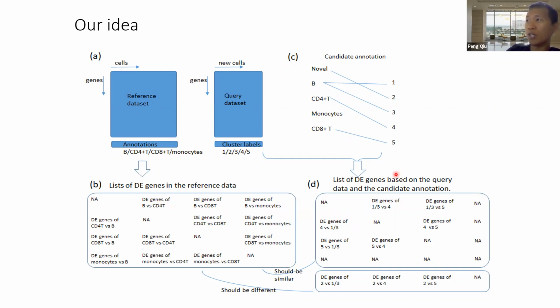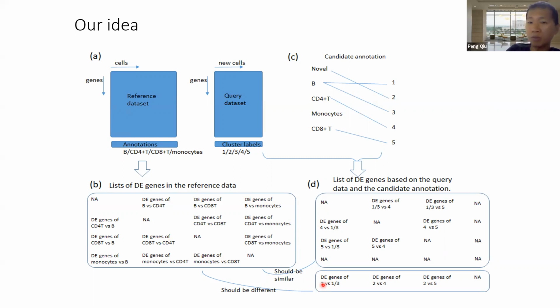Now also, if our candidate annotation says cluster 2 is a novel cell type that does not exist in the reference, then when we compute DE genes for cluster 2, a novel cell type, against B cells, and cluster 2 against annotated CD4 T, cluster 2 against annotated CD8 T, then these DE genes should be very different from the DE gene lists here, okay? Because this is a novel cell type, okay?